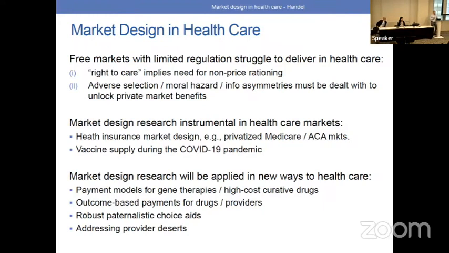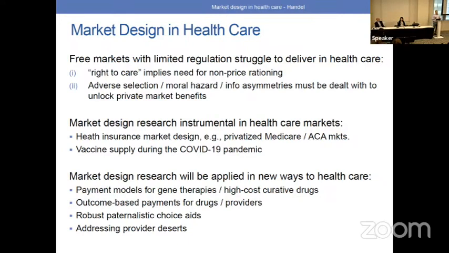One of the key points, which is probably the case for many of the sessions that we're going to have in this conference, is that free markets with limited regulation really do struggle to deliver in healthcare. If you think about the classic Econ 101 type market, there are a couple of reasons for that. One reason is that the right to care, or the desire to make sure that people have access to care, essentially implies the need for non-price rationing, okay?